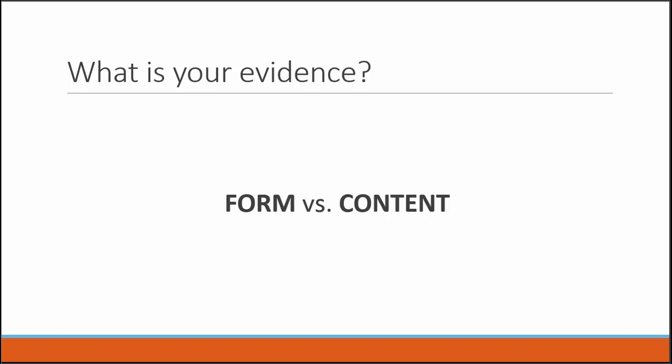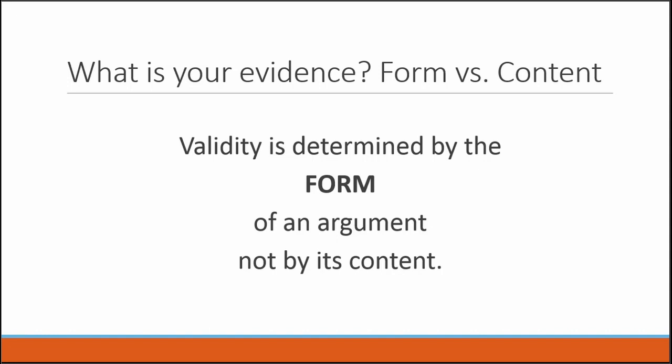Our method we will use is the method of proofs, and according to that method, validity will be determined by the form of an argument, not by its content. So arguments are valid because of their form, not because of their content. So what is form? What do I mean when I say an argument's form?